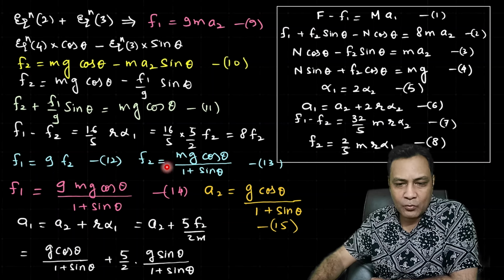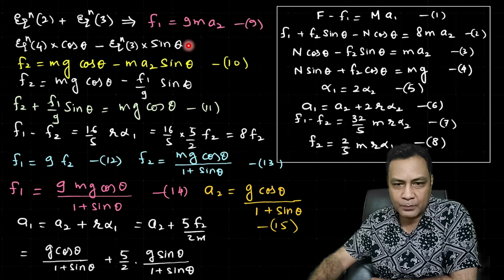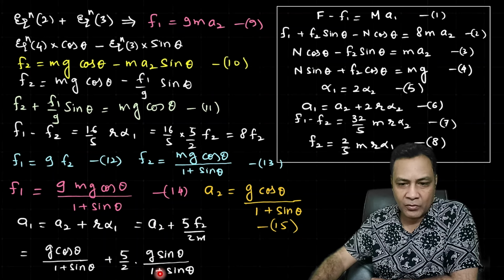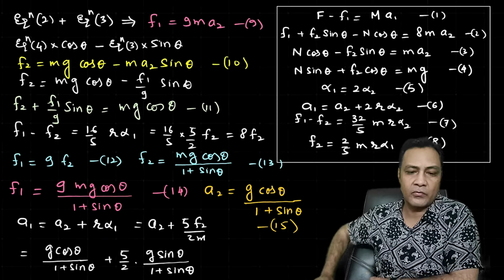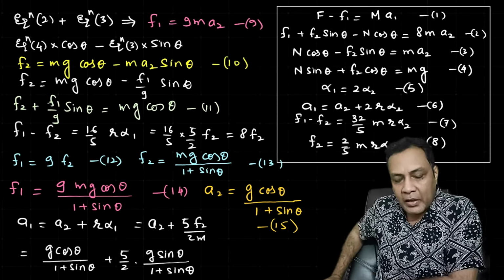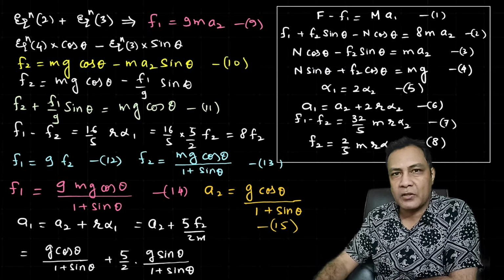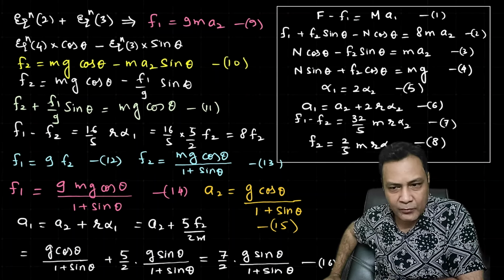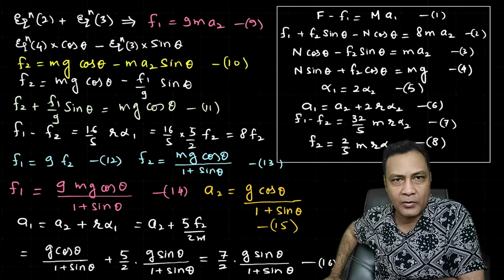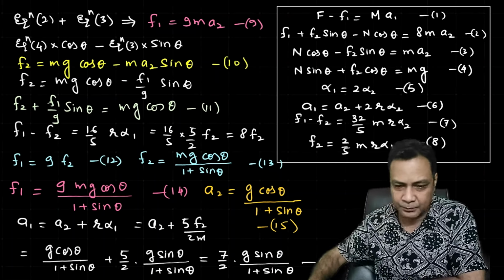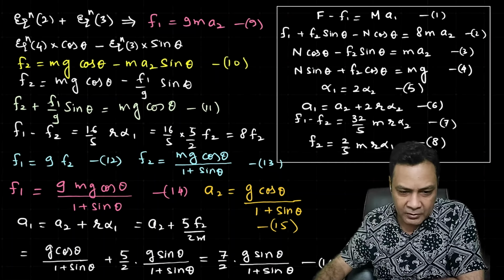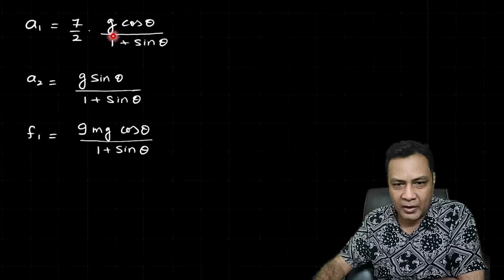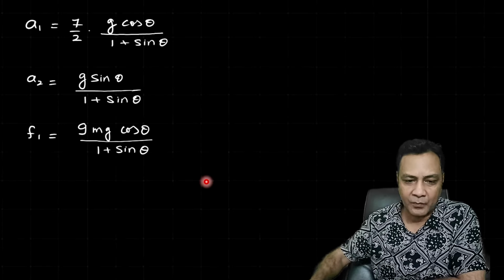F2 by m, see from here you can see F2 by m is nothing but A2 only. So F2 by m is A2, so that is 5 by 2 g cos theta upon 1 plus sine theta. So adding this, we get A1 is equal to 7 by 2 g cos theta upon 1 plus sine theta. So all the important things we have solved. Alpha 1, alpha 2 are not required for those two parts. So let's take these results to this part. A1, A2, F1 we solved.